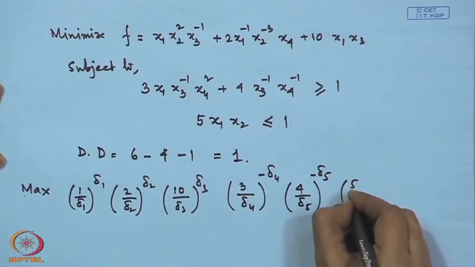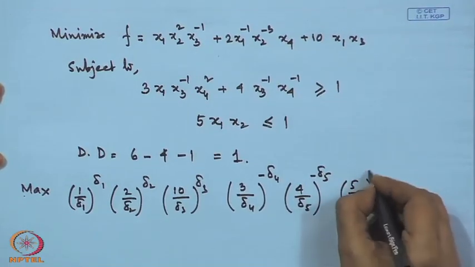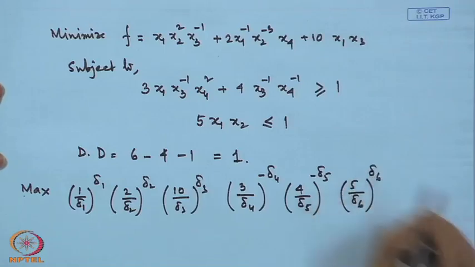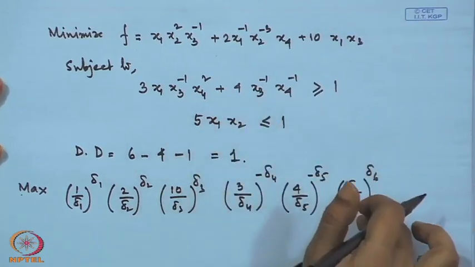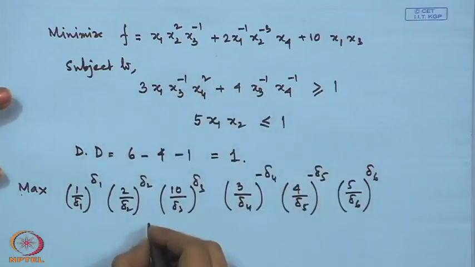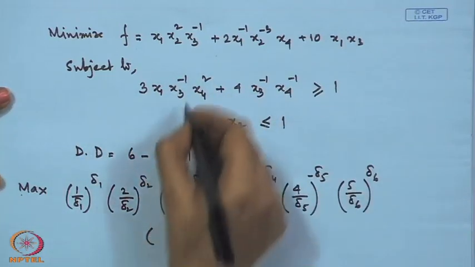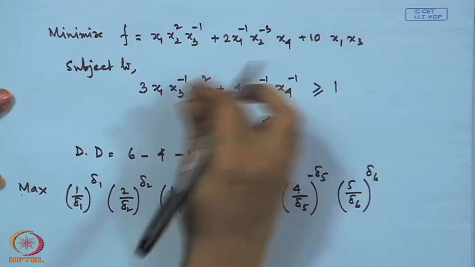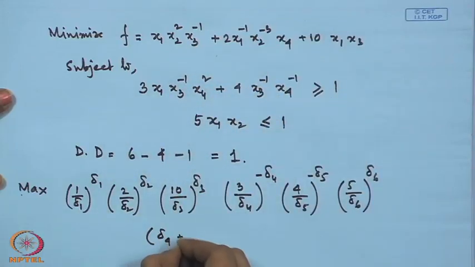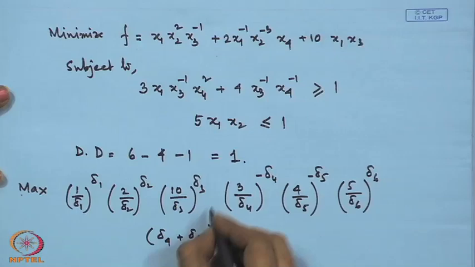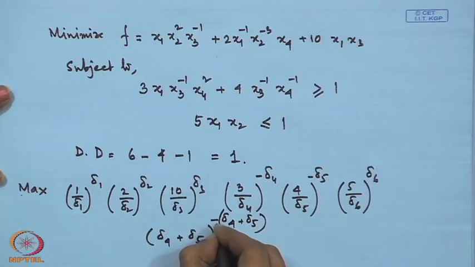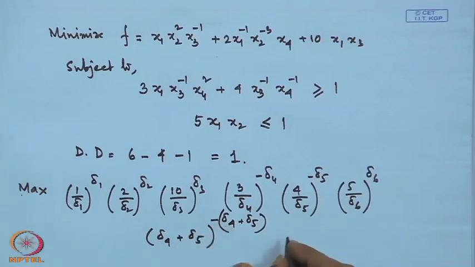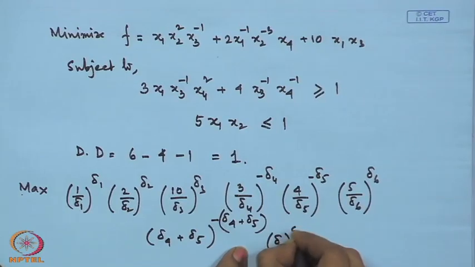We have 5 by delta 6 to the power delta 6, signum function is 1 here, and we have 6 deltas because the total number of terms is 6, and there will be another term from the constraint set, one set from these two and another set from here. One set means delta 1, delta 2, delta 3; here we are getting only delta 4 plus delta 5. This is to the power minus delta 4 plus delta 5, because the signum function value is minus 1, and we have another one from here, that is delta 6 to the power delta 6.